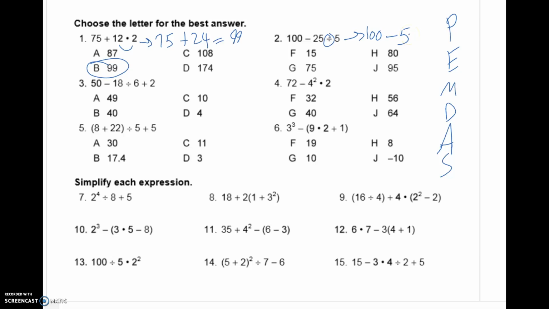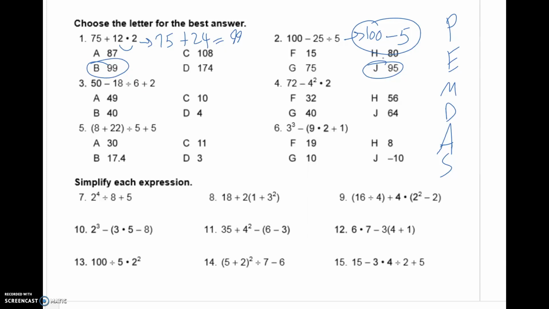Okay. If you did subtraction first, you would end up with something like 75 divided by 5, and this one is going to give you a totally different answer. If you did subtraction first and ended up with 75 divided by 5, your answer is going to be 15, which is not correct. So the correct answer, 100 minus 5, would actually be 95.